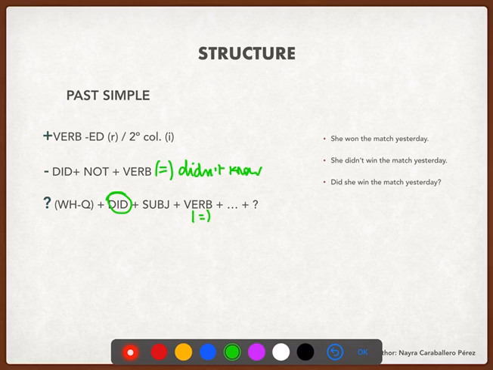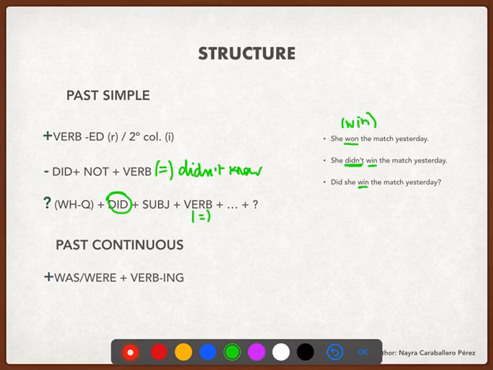Some examples could be, she won the match yesterday. Won, it is an irregular verb from win. Okay? The second page of the irregular verbs list. She didn't win the match yesterday. Here, as we have didn't here, you don't have to conjugate the verb win, because the past mark is in didn't. And then the question, did she win the match yesterday? Again, the verb goes the same way as you found it in the dictionary.